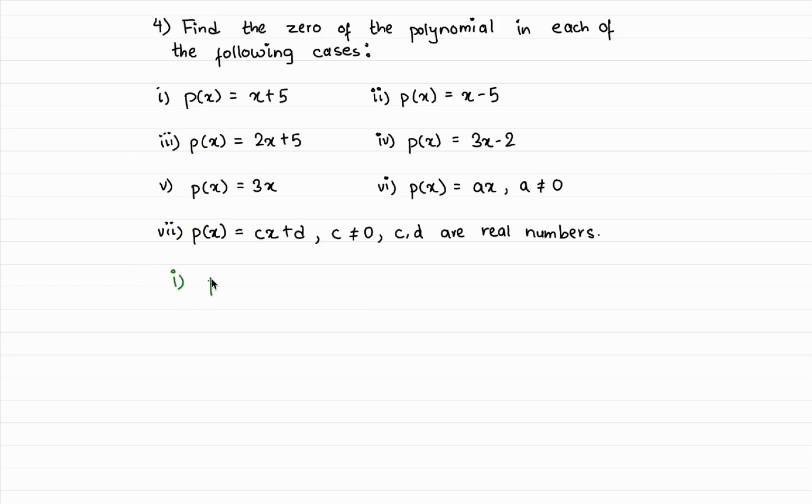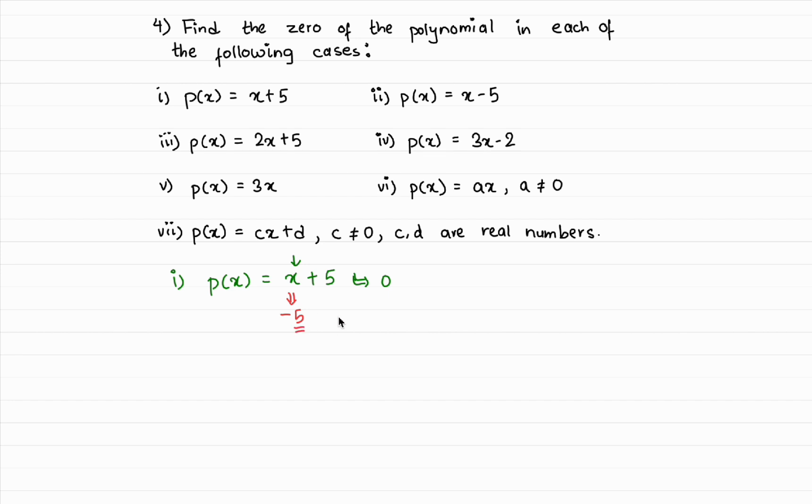In our first question, we have p(x) equals x plus 5. How do we find the zero of this particular polynomial? Which value of x gives the answer of this expression as 0? Now, if you think a little bit, you know that if you put minus 5 over here in place of x, you will get your answer 0. And the zero of this particular polynomial, p(x), is negative 5.